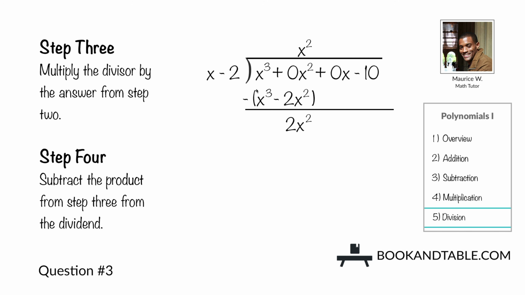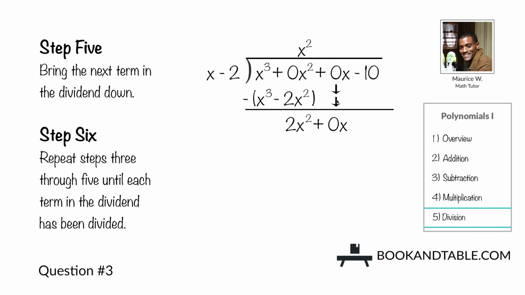And now we want to subtract this product from the dividend, giving us x cubed minus x cubed, which is 0. And 0x squared minus negative 2x squared is equal to 0x squared plus positive 2x squared, which would be 2x squared. And now we want to bring the next term in the dividend down, 0x, and we can repeat the process. So we'll divide the first term, 2x squared, by the term with the highest degree, which is x. 2x squared divided by x is 2x.